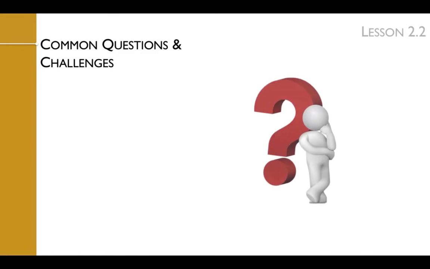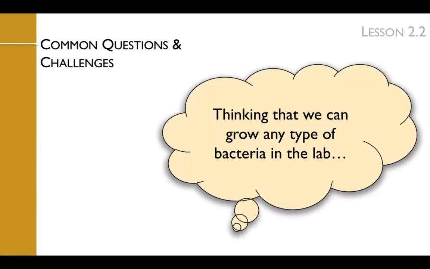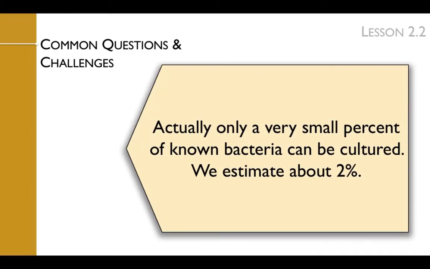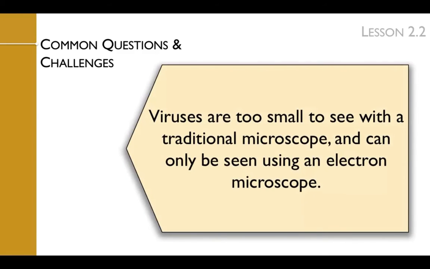One of the most common misconceptions students have is thinking that we can grow any type of bacteria in the lab. Actually, only a very small percent of known bacteria can be cultured. We estimate about 2%. Another misconception students have is thinking that viruses can be seen under a microscope. Viruses are too small to see with a traditional microscope and can only be seen using an electron microscope.